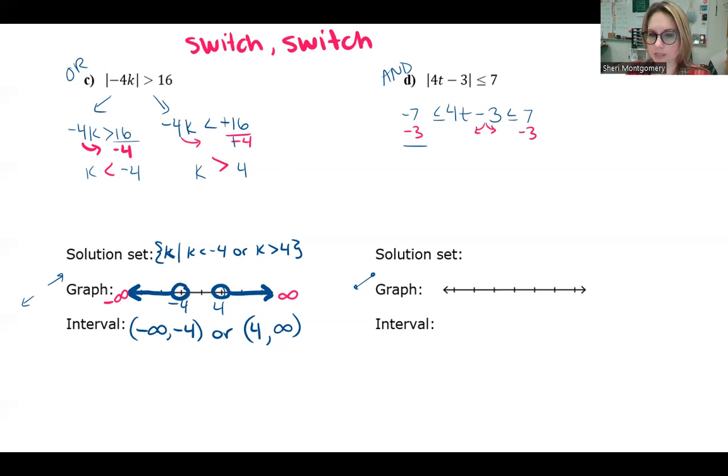So negative 7 minus 3, that gives me negative 10 over here. Seven minus 3, so I get 4 on this side. And now I have one last step. I need to divide by 4, divide by 4. So I have to divide by 4 on both sides. Yes. Say that again.